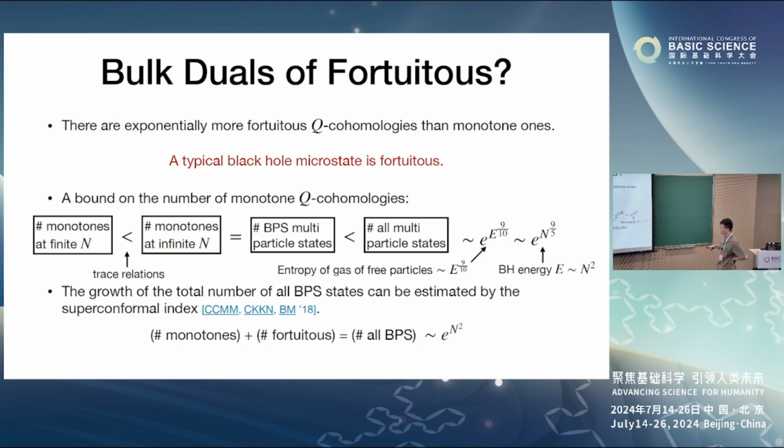On the other hand, we also know the growth of the total number of BPS states. The total number of BPS states is equal to the sum of the number of monotone and the fortuitous. And from the superconformal index, we know that it will scale like e to the N squared. And we can see that e to the N squared is much larger than e to the N to the 9/5. So that tells us the number of fortuitous operators should be much larger than the number of monotone ones, and hence a typical black hole microstate is fortuitous.